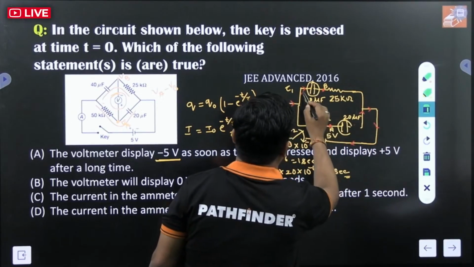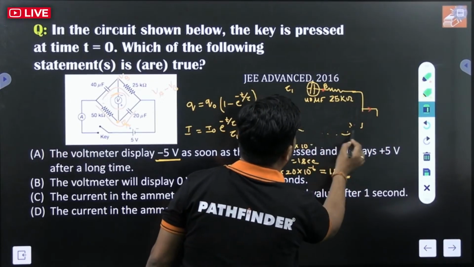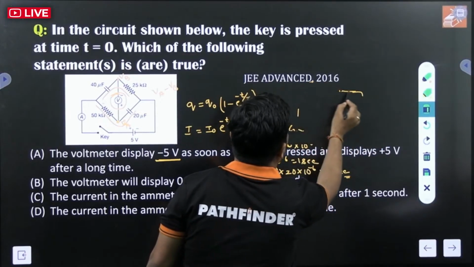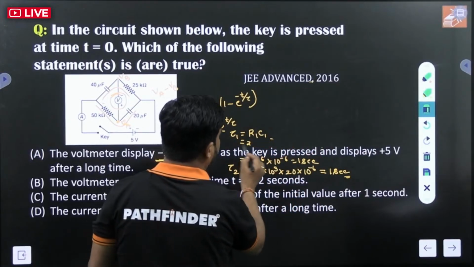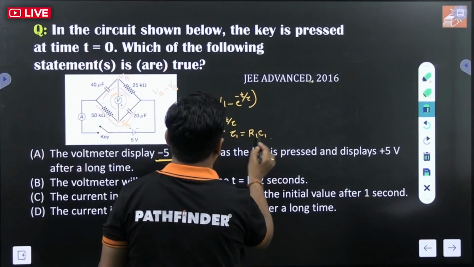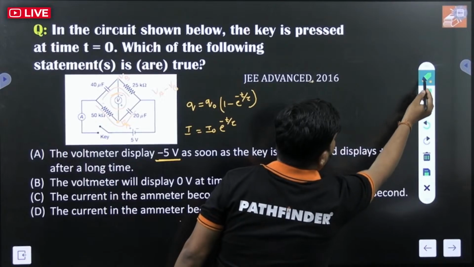I will draw it fresh. Again, new drawing. For the second part, for plus 5 volt, I'm removing all the sections. I hope you remember all the values, tau 1 and tau 2. Again, I am drawing the new diagram.